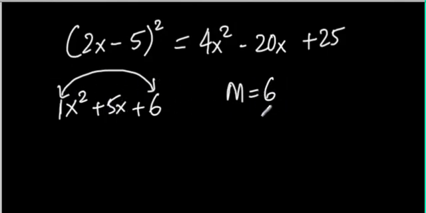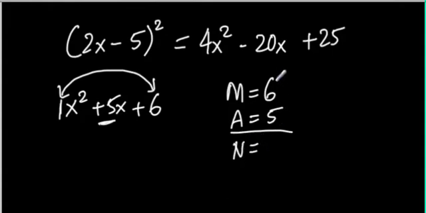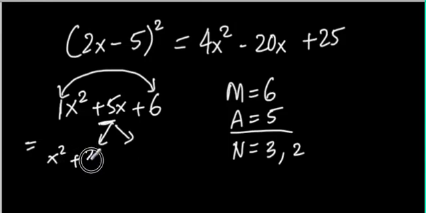The middle term, the a term in the man method, is the middle term right here, so that's equal to 5. Then n stands for find 2 numbers that multiply to 6 and add up to 5. The 2 numbers are 3 and 2. 3 times 2 is 6, 3 plus 2 is 5. What happens next is that this middle term splits. Don't forget that. So it's x squared plus 3x plus 2x plus 6.